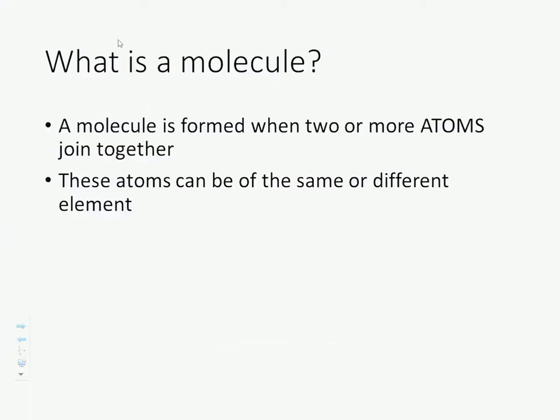So then what is a molecule? A molecule is when two or more atoms join together. Notice I did say atoms. Those atoms can be of the same or of different elements. So if you have two carbon atoms somehow joining together, or more likely two hydrogen atoms joining together, those would be a molecule. Or if you have a hydrogen, an oxygen, and another hydrogen joining together, that's going to form your water. So those are molecules. When two or more atoms join together, they're considered a molecule.